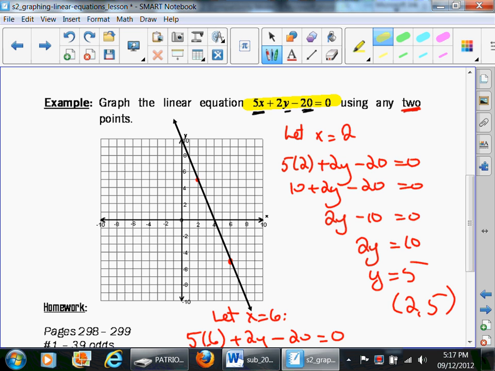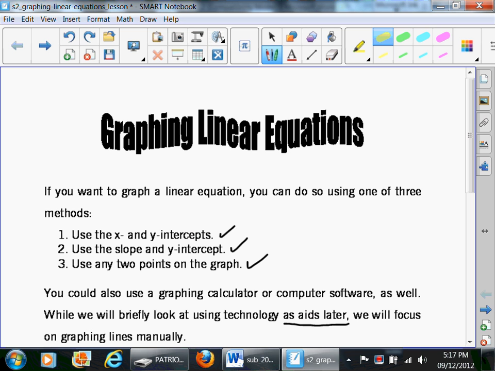Alright, so there you go. We can graph a line using its slope and y-intercept. We can use any 2 points. Or we can use the x and y-intercepts. Any way you choose is fine.